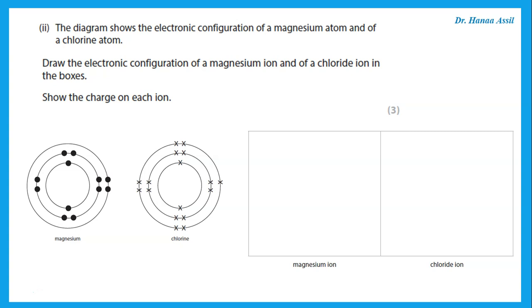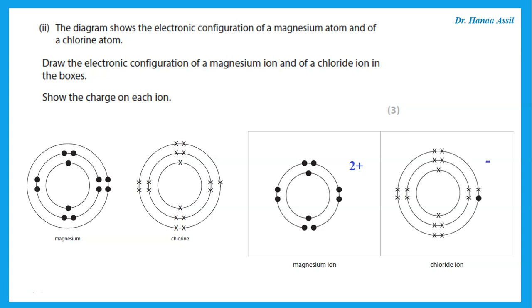The diagram shows the electronic configuration of a magnesium atom and a chlorine atom. Draw the electronic configuration of magnesium ion and chloride ion. Remember, magnesium is in group 2. It has 2 electrons in its outer shell. When it reacts, it loses these 2 electrons in the outer shell. So now it has only the rest of the 12, so 2 and 8. It has lost 2 electrons. That means it now has 2 positives.